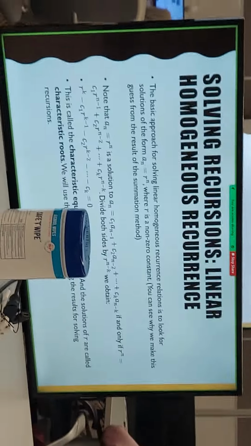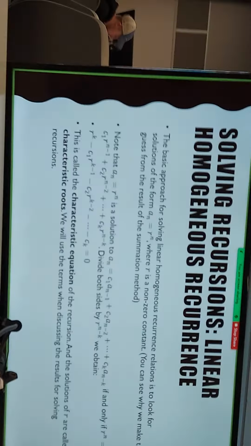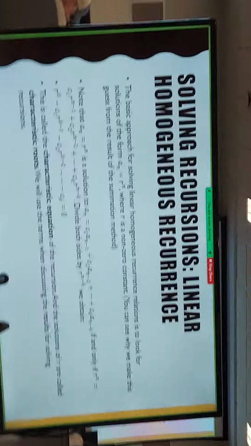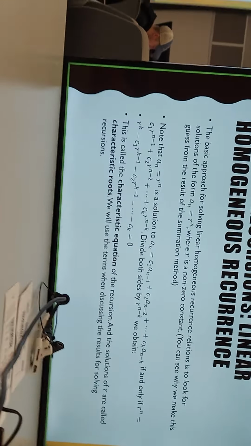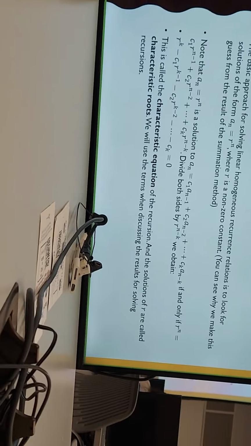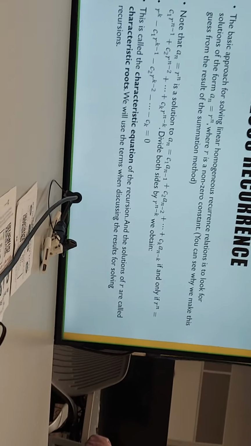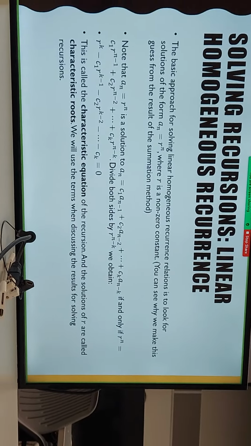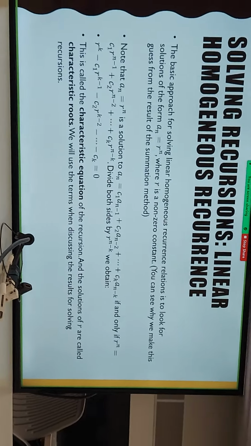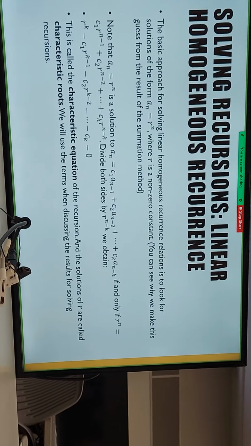Once we have that equation, we simplify it by dividing both sides by r to the power n minus k. This is possible because we assume that r is not 0. Otherwise, if r is 0, then a_n would be 0, which is obviously absurd. So r is not 0, and r to the power n minus k is not 0. We divide on both sides, and we get r^k minus c_1 r^{k-1}, and so forth, equals 0.